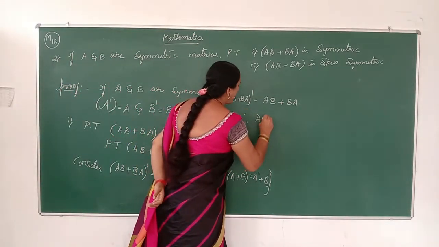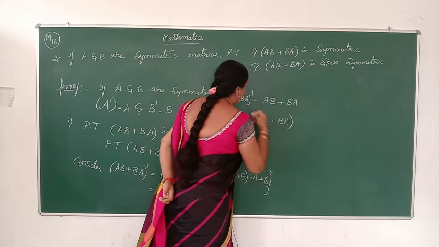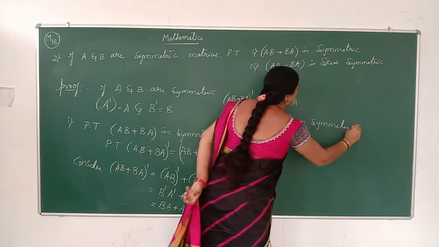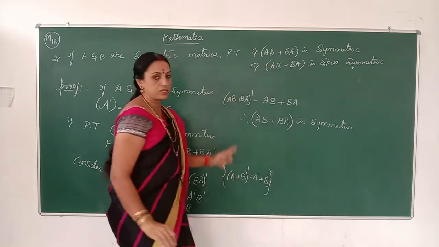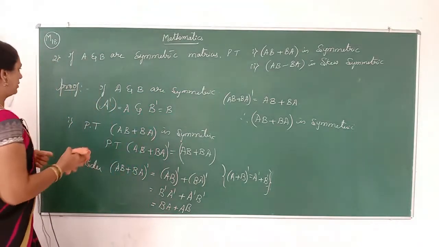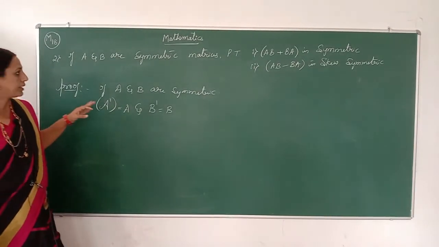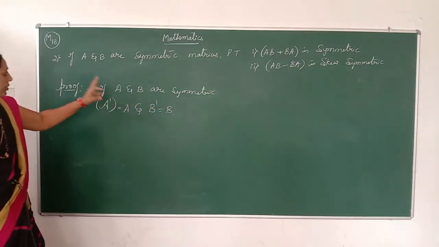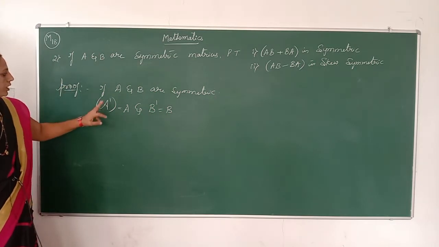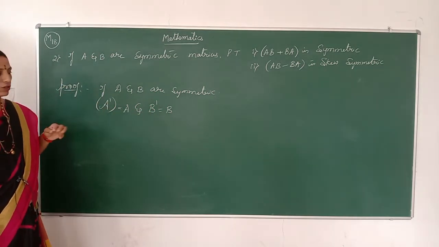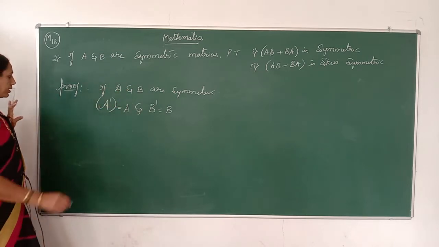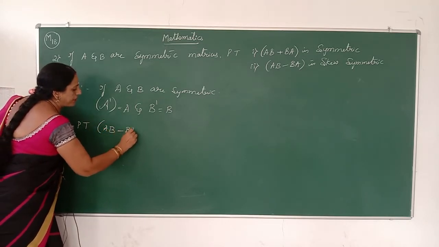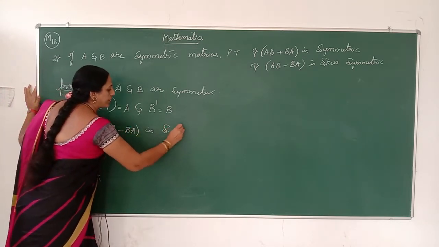Therefore, AB plus BA is symmetric. That is the first result of the given statement. So the second result: now to prove that AB minus BA is skew symmetric. Again by using the condition of symmetric matrix, A dash is equal to A and B dash is equal to B, since A and B are symmetric. Then prove that AB minus BA is skew symmetric.